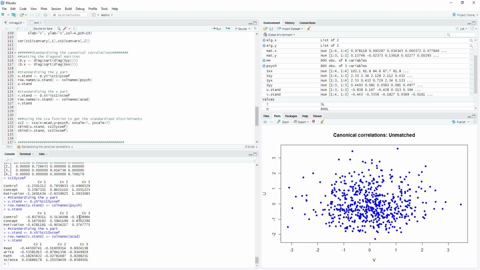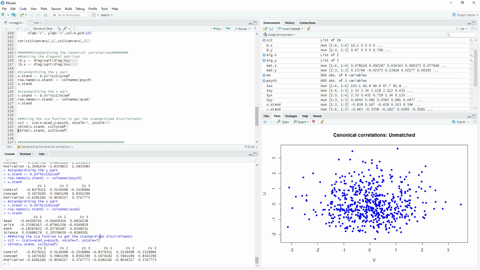And then we can kind of try to figure out what those may have in common. And it appears that your concept of control is the most correlated with your ability to read and write. Your concept of motivation is most correlated with your writing and science abilities. You can also get those without having to standardize them by hand, using the CCA function again. If you say x scale equals t, y scale equals t, it'll standardize the values for you. And you can see we end up with the same results that we did by doing it by hand.